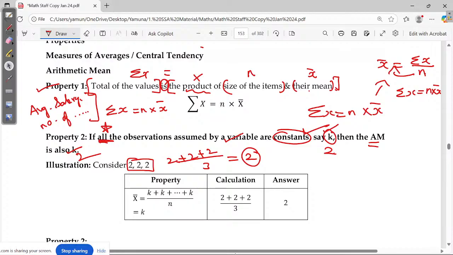So probably in your exam, you can expect this question: if the observations assumed by a variable are all constants, say L, then the arithmetic mean is also L. Instead of k, they are giving L, means L. Instead of 2, they give it as 10, means 10. Okay, this is property number 2. Shall I go for property number 3?